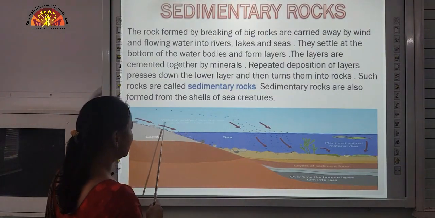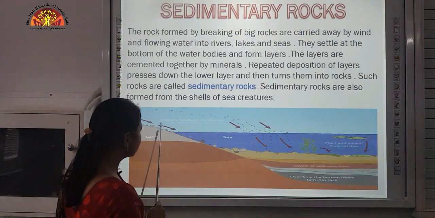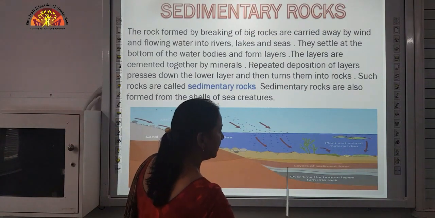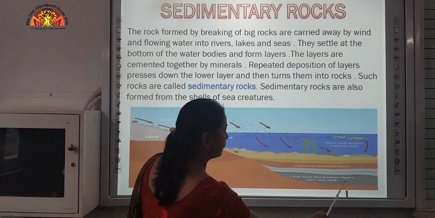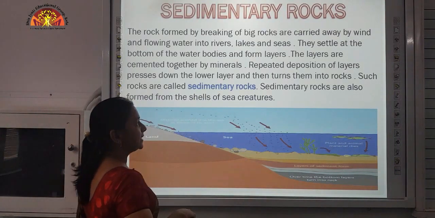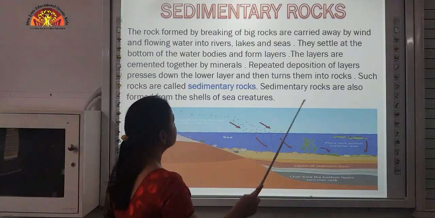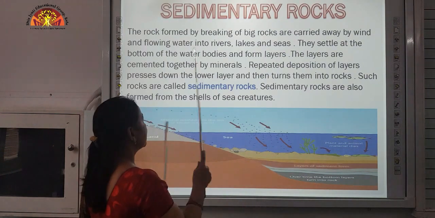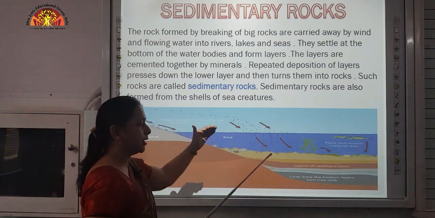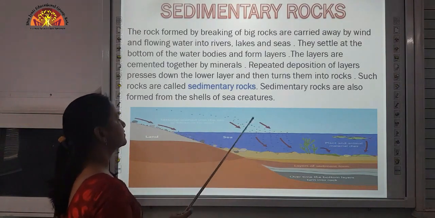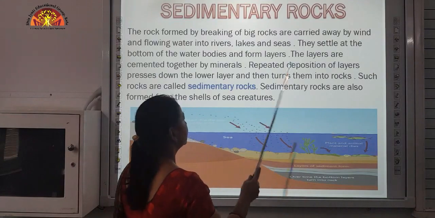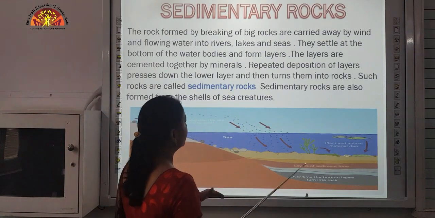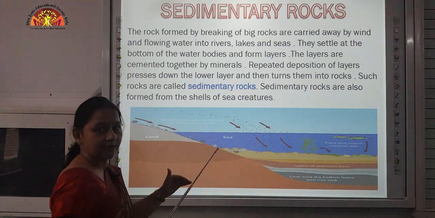You can see in the picture here, these rock materials are washed away, and when they flow into the sea, the sediments are formed and the layers settle down. These layers, when they settle at the bottom, keep forming layers one after the other. Then the pressure by which the upper layers press down the lower layers turns these rock materials into sedimentary rocks, means when they settle at the bottom of the water bodies, these layers get cemented together by minerals.